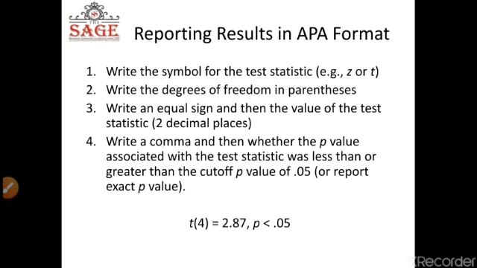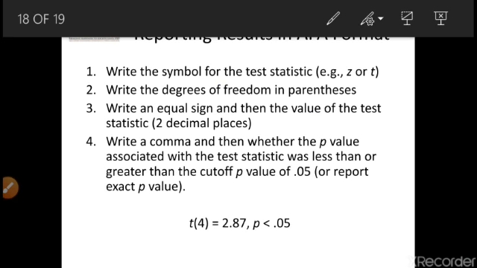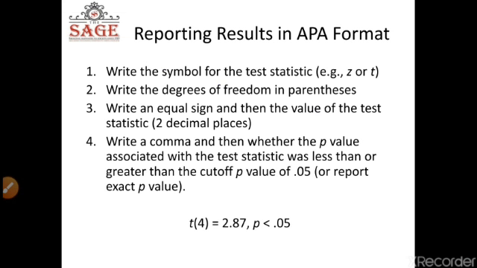And there is a certain way of writing this result. This is the APA format. Write the symbol of the test statistic, write the degrees of freedom in parentheses, write an equal sign and then the value of the test statistic to 2 decimal places, write a comma and then whether the p-value associated with the test statistic was less than or greater than the cutoff value of 0.05, or report the exact p-value. So 2.875, and therefore we reject the null hypothesis. I hope this is clear to all of you.